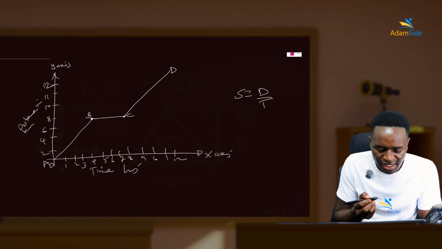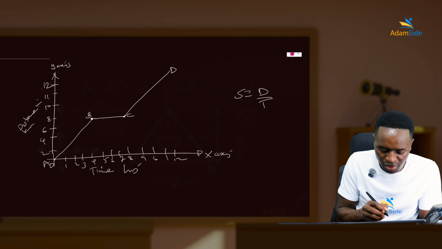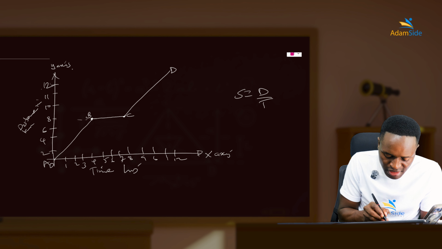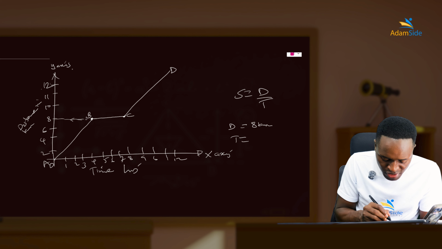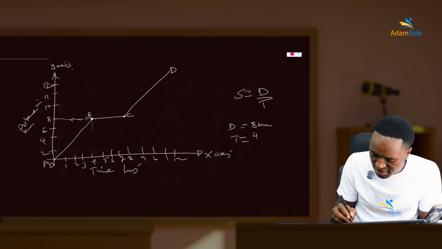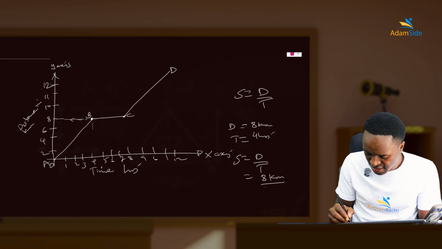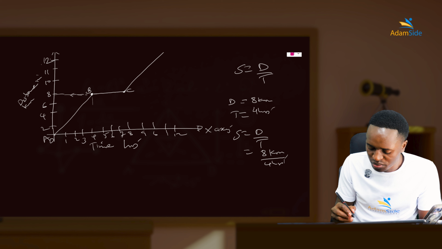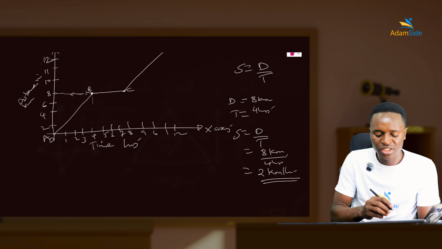Now let's assume we want to find the speed of this car from point A to point B. To move from point A to point B, first of all, it covered how many kilometers? It covered 8 kilometers, which is the distance, and the time taken from point A to point B is 4 hours. So if you're finding the speed, speed is distance divided by time, whereby distance is 8 kilometers and time is 4 hours. So our speed will be 8 divided by 4, which is 2 kilometers per hour. So this becomes the speed of this car.